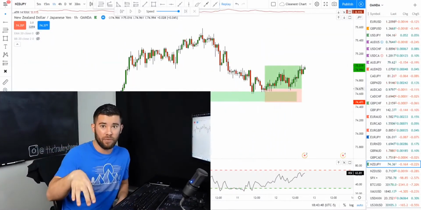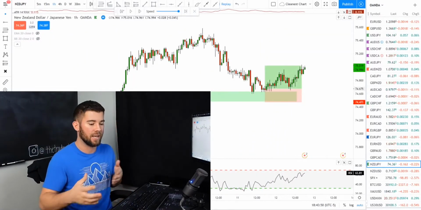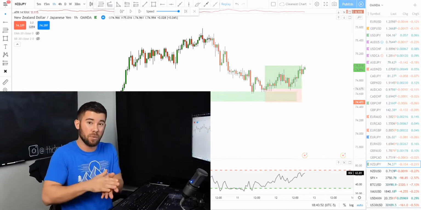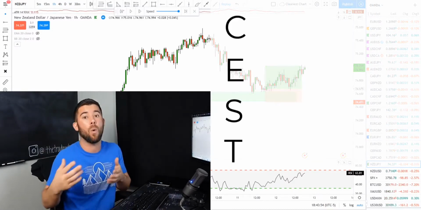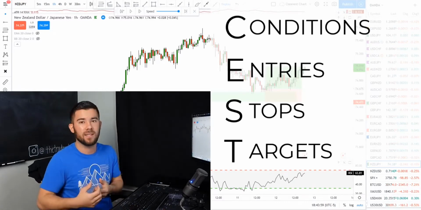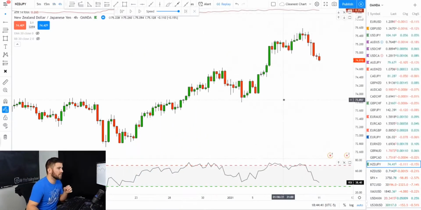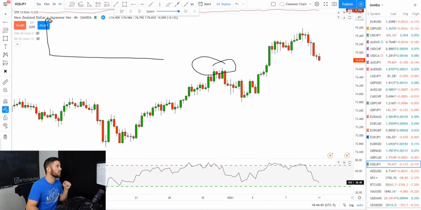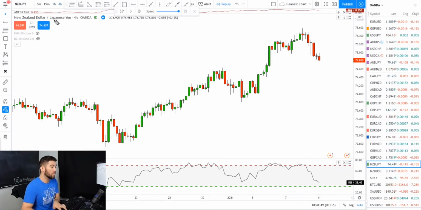Now, double bottoms with divergence is just an entry reason. It's not actually a trading strategy. So we have to do the process I call CEST, or conditions, entries, stops, and targets, in order to make this into a strategy. In order to do that, my first condition is that I must see a market that is at a major level of structure on a higher time frame. Right now, my higher time frame is the 4-hour chart because I'm planning to trade on the 1-hour chart.